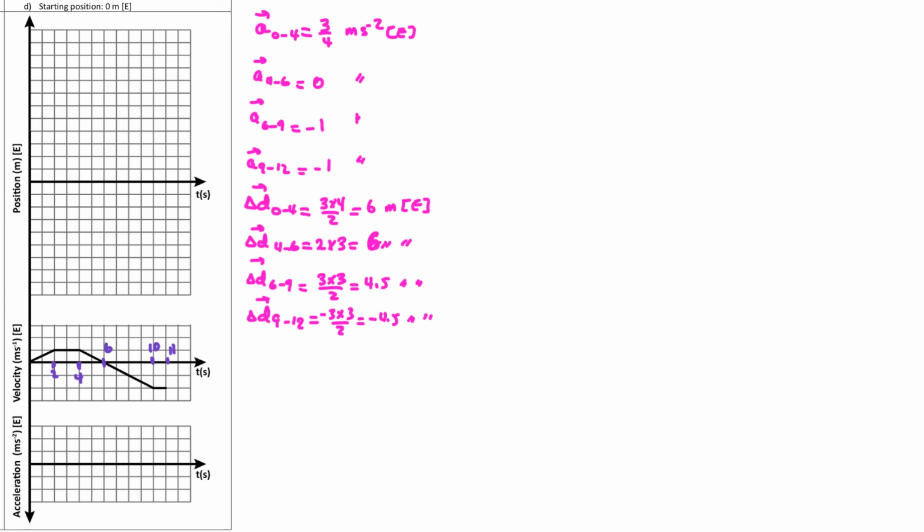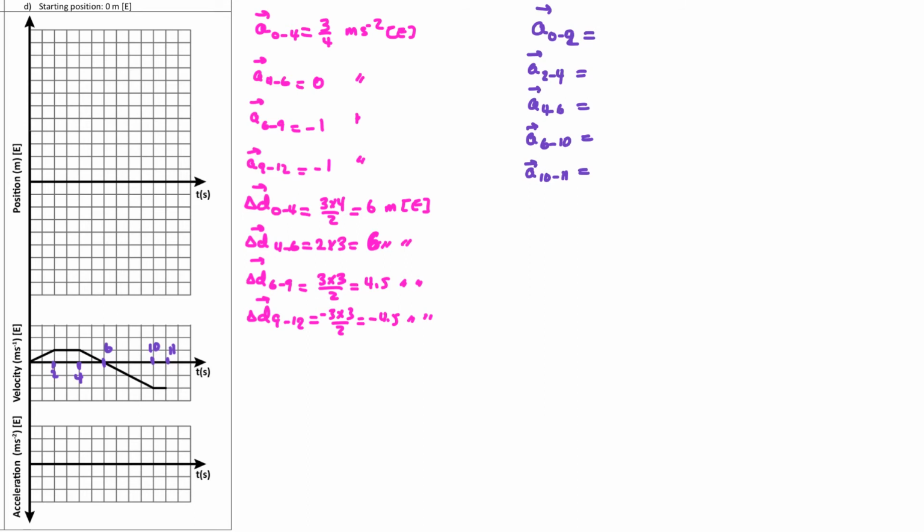Okay, let's do accelerations. And we're going to do 0 to 2. 2 to 4. 4 to 6. 6 to 10. Acceleration 10 to 11. Equals, equals, equals, equals, and equals. And I need the arrow.